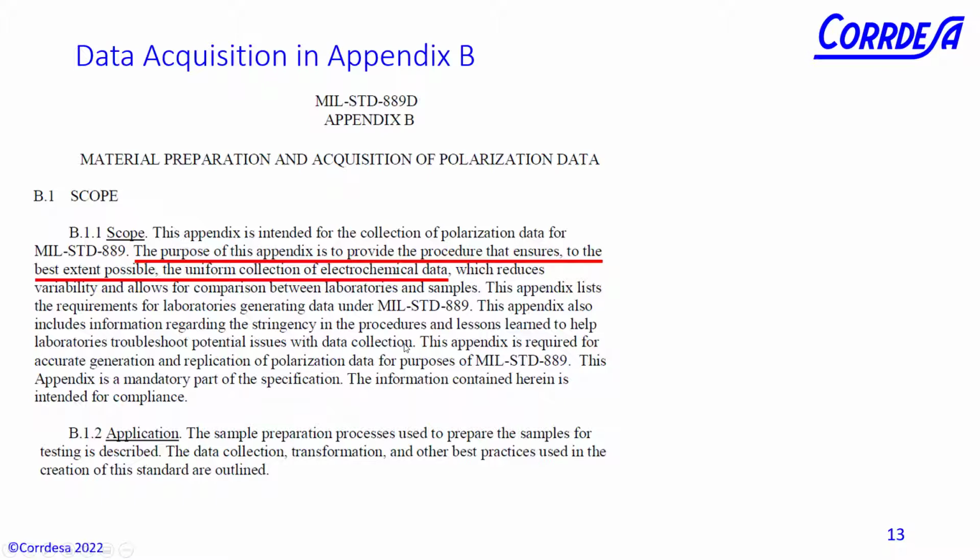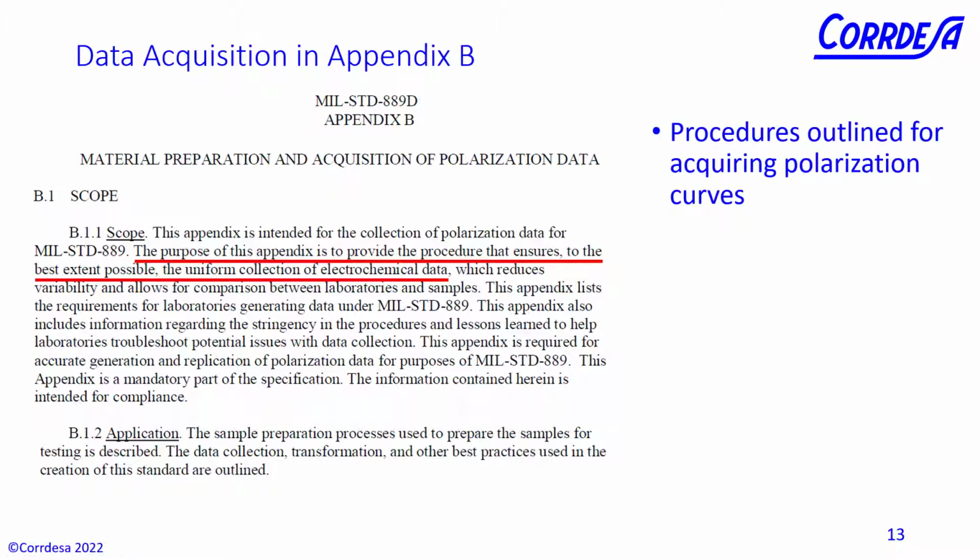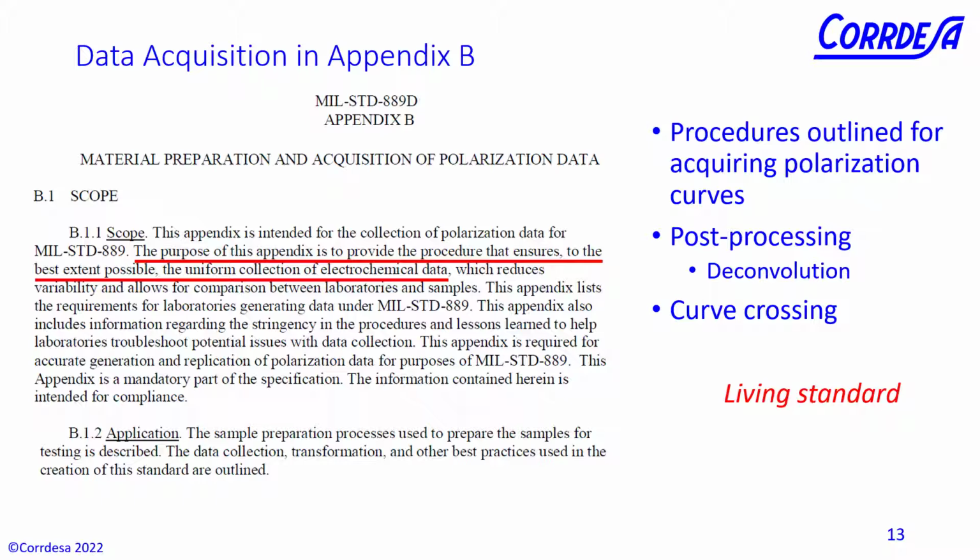So there's a protocol on how to acquire the polarization data. It has to be post-processed and deconvoluted. There's a way of doing that. That gets a little complex, but we have capabilities and tools to do that here at Corrdesa. And then you can go across the curves and find those corrosion rates. I like this approach because I refer to it as a living standard. It's not, okay, Mil Standard 889D, oh, it doesn't have my materials in it. Now there's a way of getting that data so that you can use it in your corrosion prevention control planning when you submit your designs and proposals to your DoD clients.